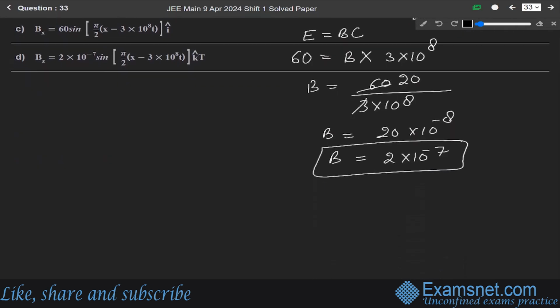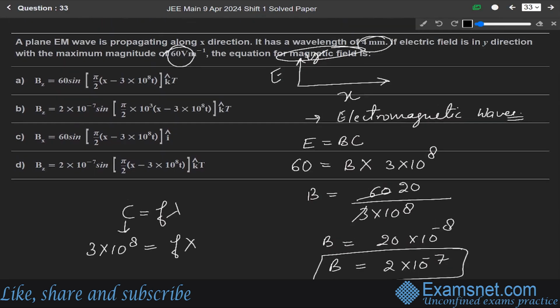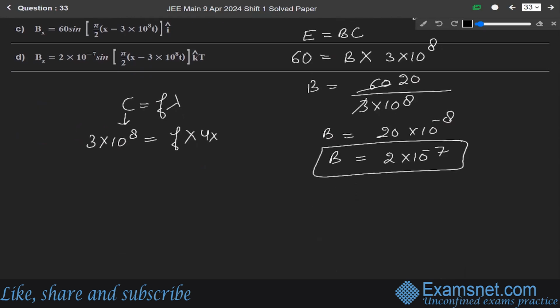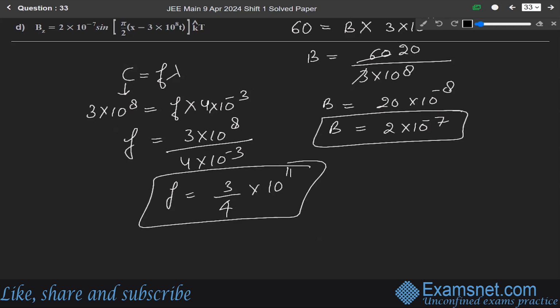We also know that C is equal to f into lambda. C is 3 into 10 to the power 8 meter per second, equal to f into lambda. Now, the wavelength is 4 millimeter, so it will be 4 into 10 to the power minus 3 meter. From here, we see that f is equal to 3 into 10 to the power 8 over 4 into 10 to the power minus 3. So f will be equal to 3 by 4 into 10 to the power 8 plus 3, that is 11.